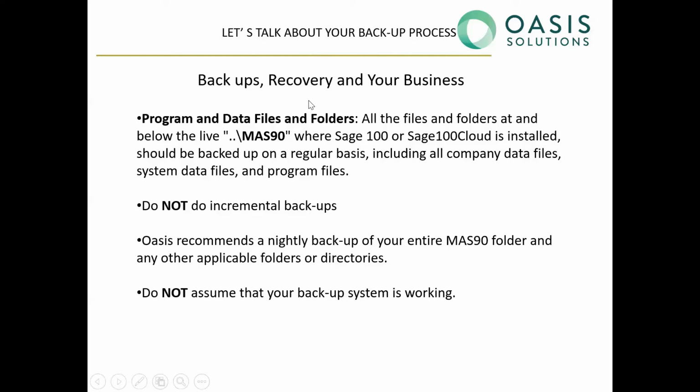So first we're going to talk about the files to back up. Within Sage 100, and for those of you that have been on the product for a long time, you know that it used to be called MAS 90 or MAS 200. Within the actual path when you're installing Sage, it still references MAS 90. So you want to make sure that you are backing up at least all of the files and folders at the MAS 90 folder level and below. This is going to make sure that it gets all of your system files as well as all of your data files.